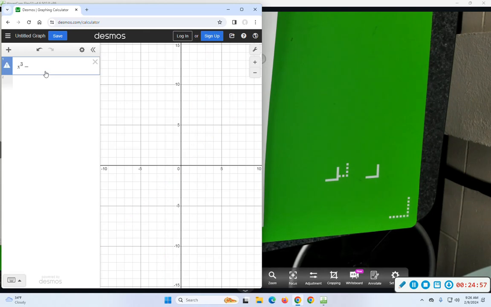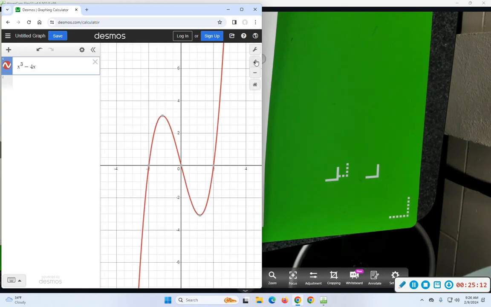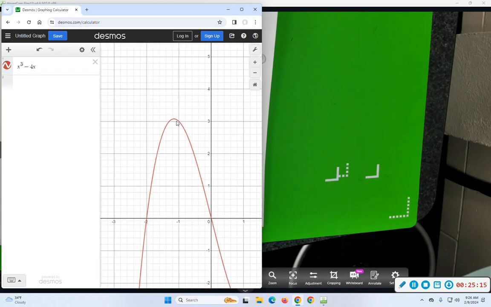x cubed minus 4x. So, Desmos already will try to find these for me. Oh, that's more digits than I wanted. That is the 1000th place already. Maybe I'm not sure it's rounding correctly then. So if I want more precision, you can get more precision. And on a calculator, you could like zoom in to do that. Does that feel pretty okay?